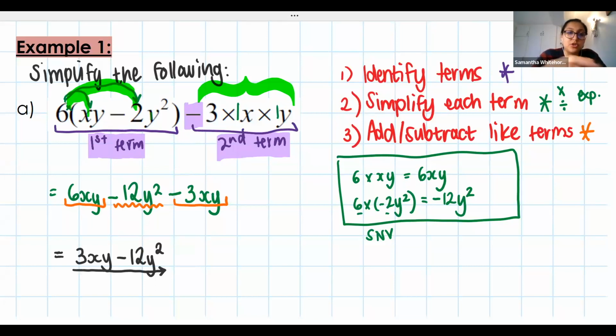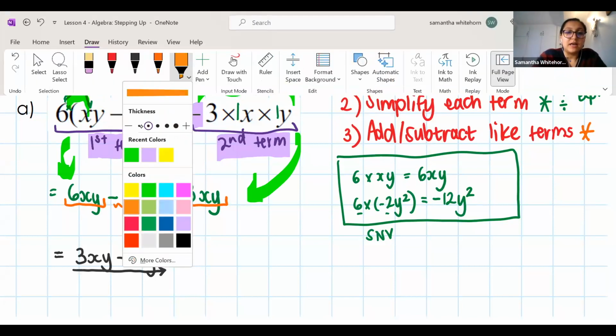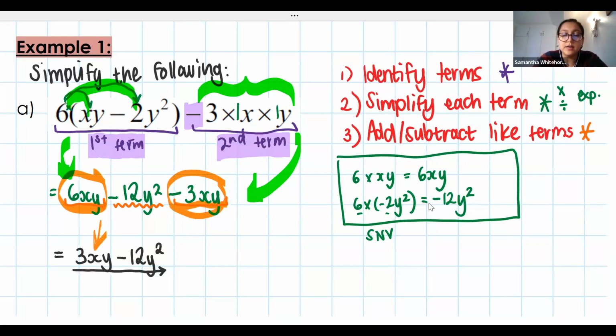Once we had simplified our terms, so once I distributed the 6 into the bracket, and once I'd multiplied the negative 3 times x times y, I then looked for my like terms. My like terms I've underlined here in the green. So the 6xy and the negative 3xy are like terms because they've got the same group of variables. We were on step 3. We've identified the like terms, and then we added our like terms. So the 6xy minus 3xy gave us positive 3xy.